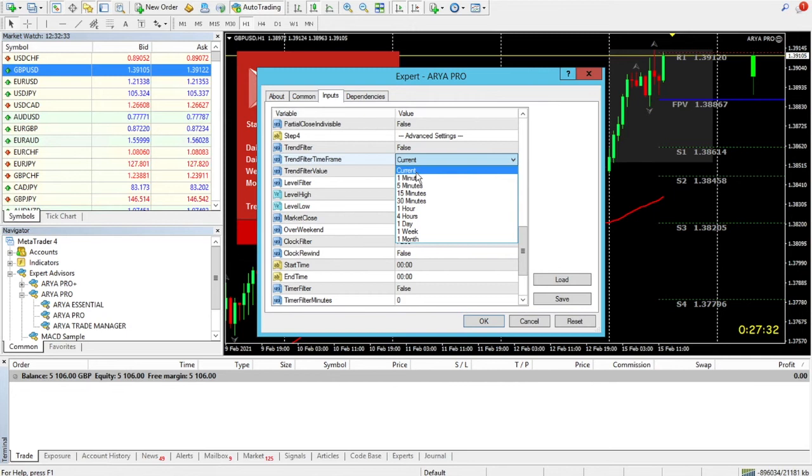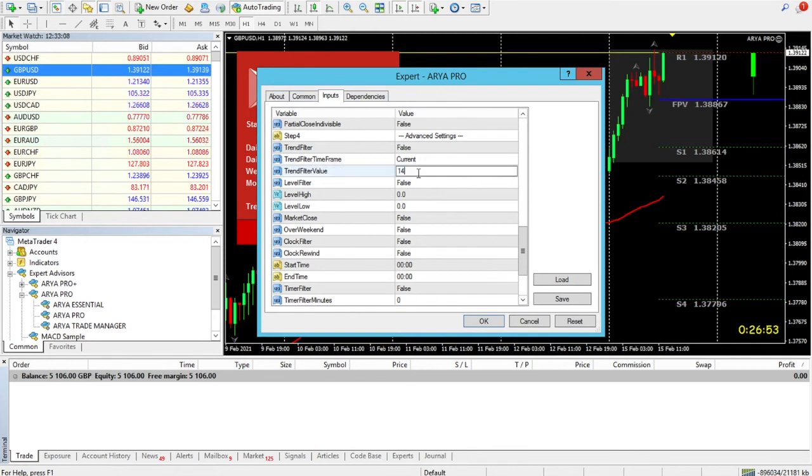The moving average will depend on the chosen direction, buy or sell. To define the moving average, you need to define the parameter in the trend filter value, which is the number of periods taken into account. For example, if you're buying and the trend filter value is set to 14, ARYA will only identify buy signals above the moving average at 14 periods of time.